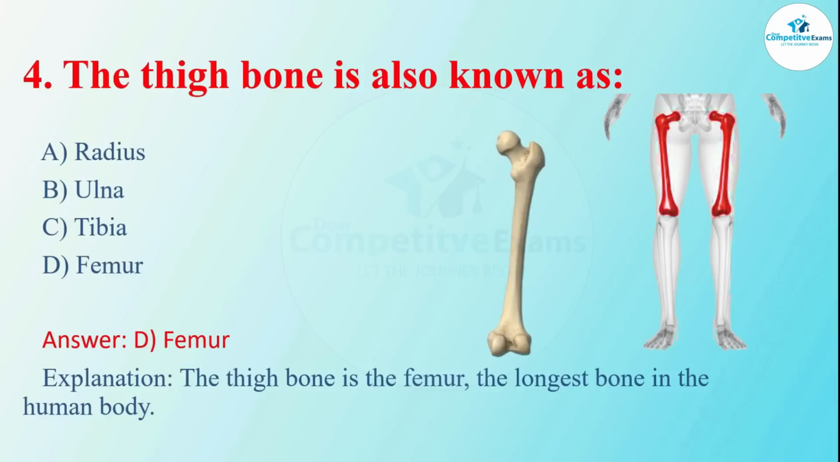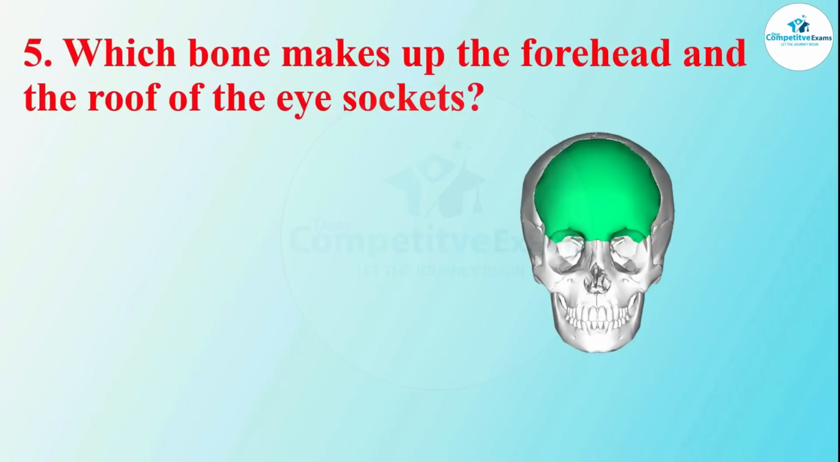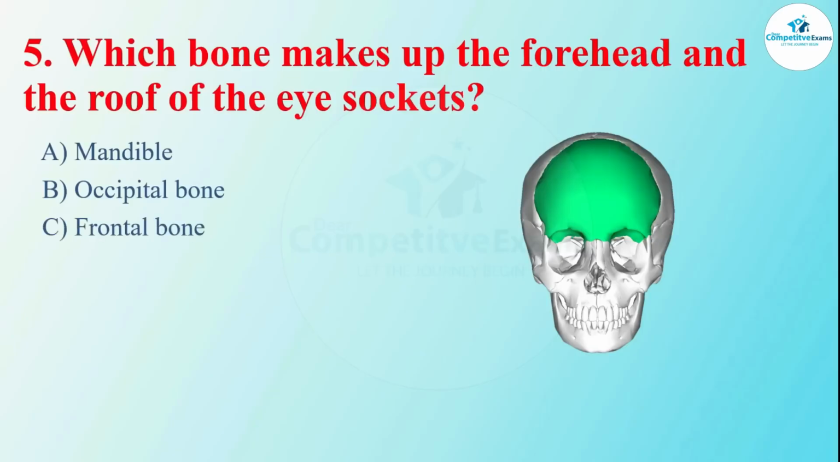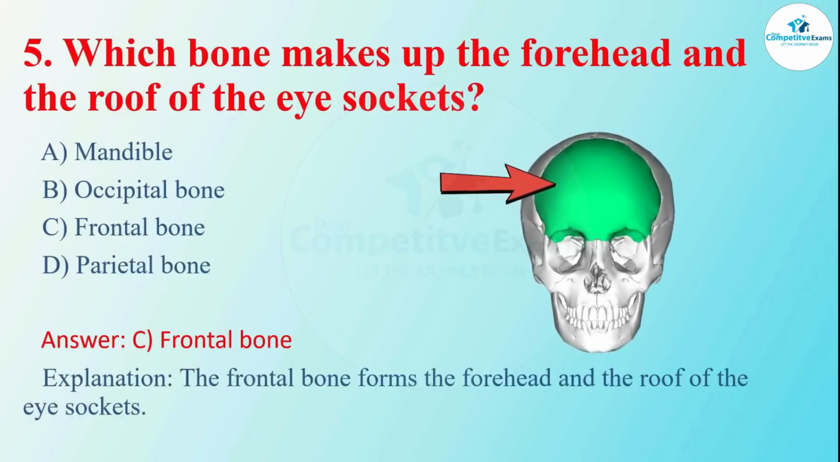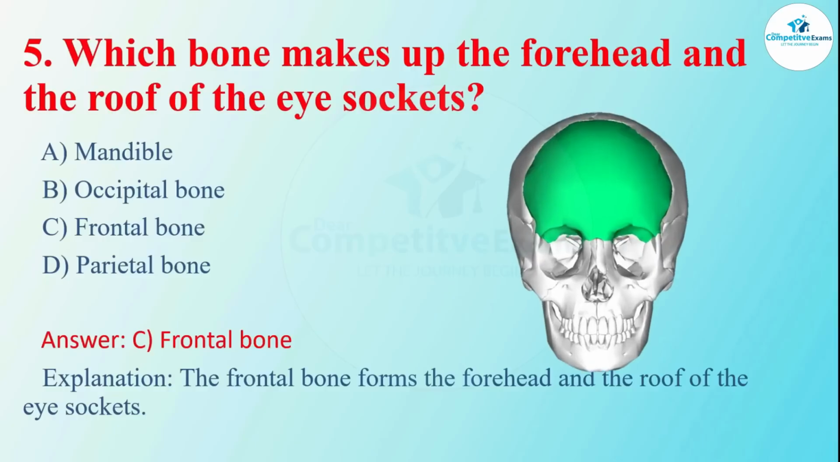Let's move on to question number 5. Which bone makes up the forehead and the roof of the eye sockets? Your answers are mandible, occipital bone, frontal bone, and parietal bone. Answer is frontal bone. Friends, the frontal bone forms the forehead and the roof of the eye sockets. Let's move on to question number 6.